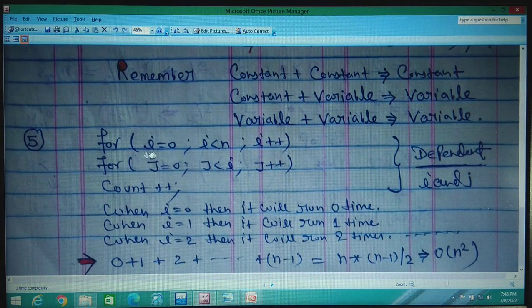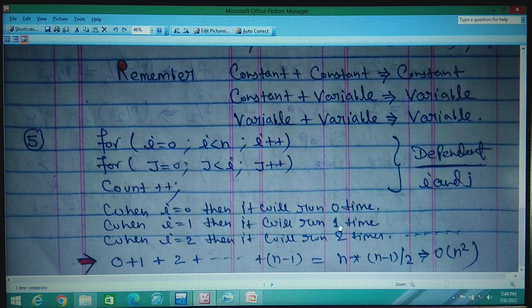The first one is for i = 0, i < n, i++. Then another loop, j = 0, j < i, and j++. This time j < i and count++. It means i and j both are dependent. Now when i is equal to 0, this loop will work only one time. When i is equal to 1, then this loop will work 2 times. That means j is equal to 0 and j is equal to 1.